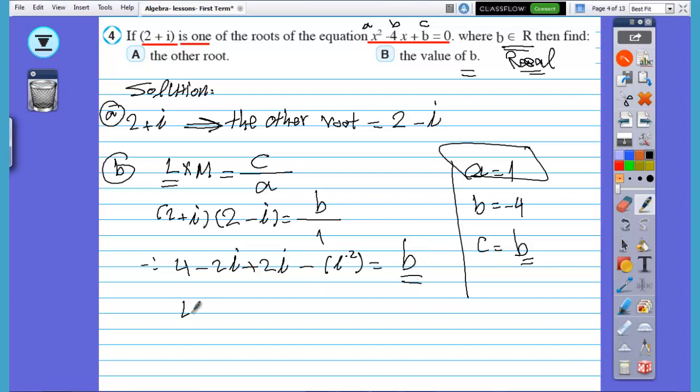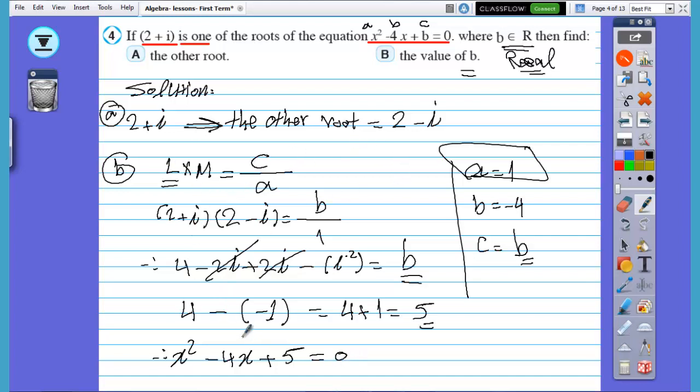Now, 4, negative 2i plus 2i equals 0, minus i square equals negative 1. So the result here, 4 plus 1 equals 5. So this is the value of b. So the new equation will be x square minus 4x plus 5 equals 0. Now we can check this answer.